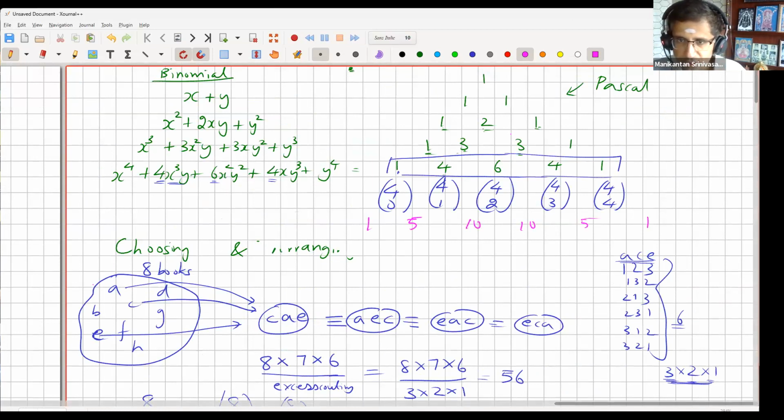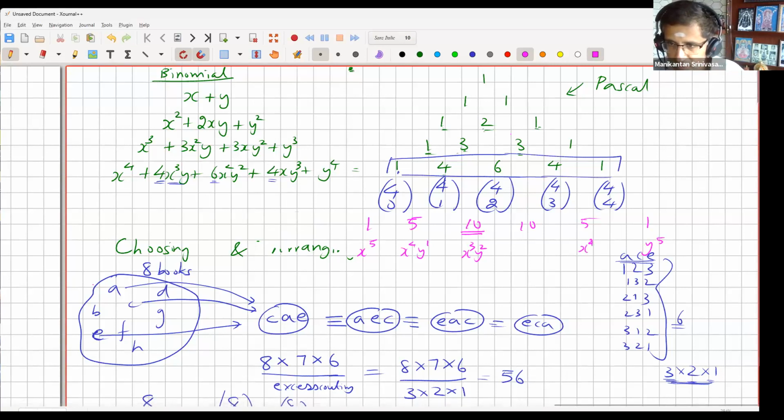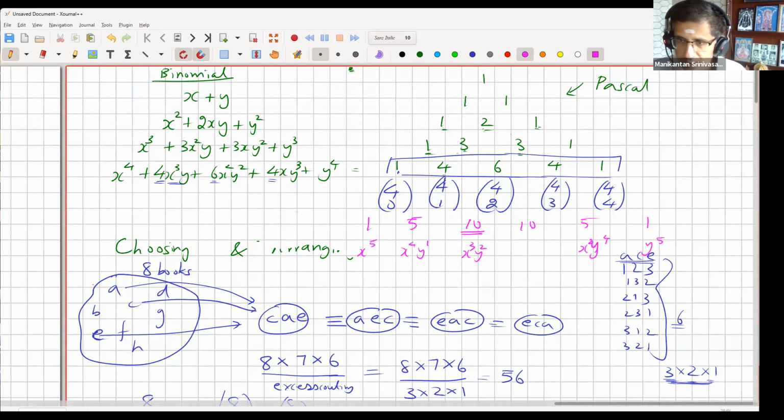So the specific thing that we saw was this one, x cubed y square. This was x power 4, y power 1. This was x power 5, y power 0. The far extreme was y power 5, x power 0. And this was x y power 4. And this was x square y cubed.